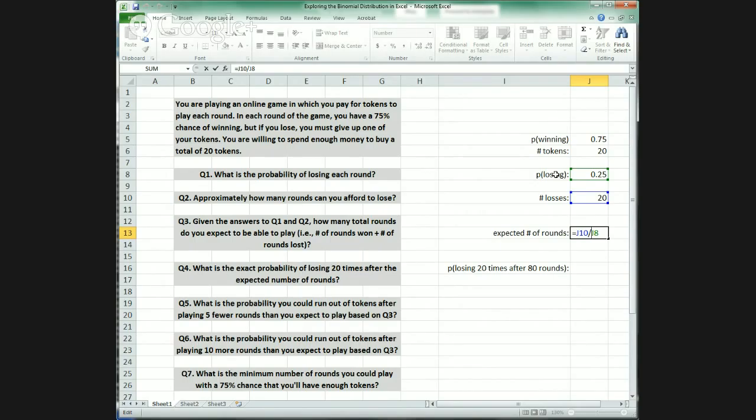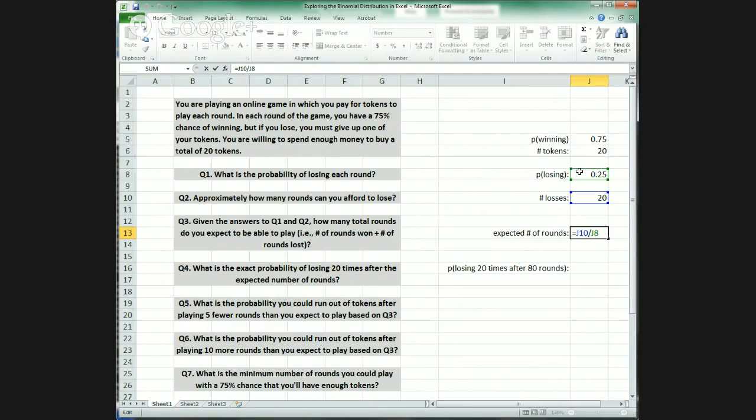The number of losses that we can afford divided by the probability that we're going to lose will tell us approximately how many games we expect to be able to play, or how many trials in the binomial distribution we expect to be able to do. The other way of doing that is to know that 0.25 is the same as 1 in 4. 0.25 is 25%. 25% is 1 in 4. If you know that it's a ratio of 1 in 4, then you also know that you can multiply the number of losses by 4 to get the total number of rounds.